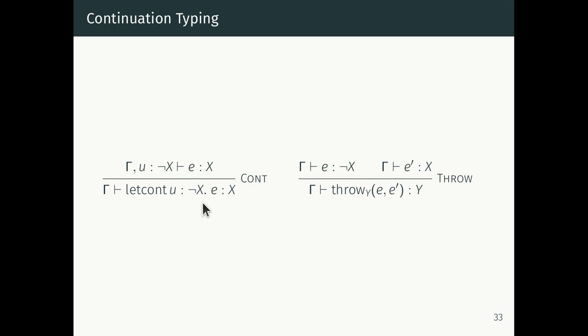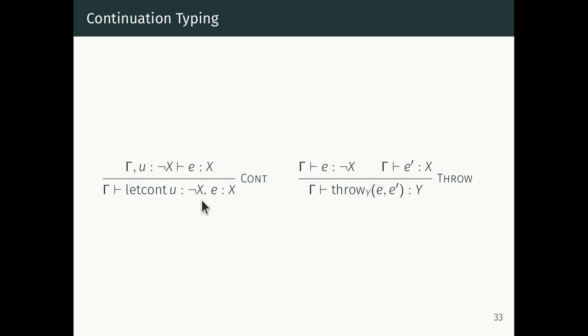And so here is where we can squeeze all of classical logic into this calculus. We have this construction letcont, which says that if we're trying to use it to prove X, we are allowed to assume not X and show X. And so the way you can think about this is as a sort of encoding of proof by contradiction.